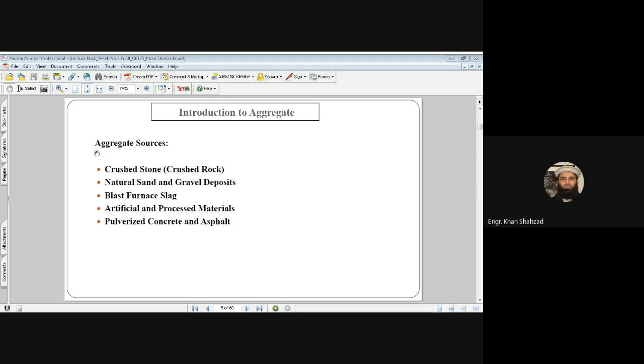Now, what are the sources of aggregates? From here we can get the aggregates. So we can get the aggregates from crushed stones, that is crushed rock, natural sand and gravel deposits, blast furnace slag, artificial and processed materials, and pulverized concrete and asphalt, or recycled concrete and asphalt.